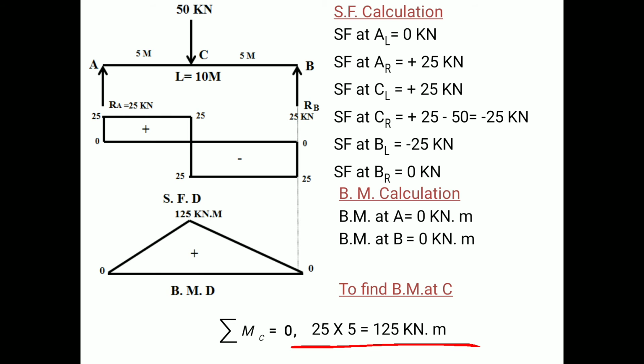Why is it 25 into 5? Because the reaction at A is 25 kilonewton and we have to calculate bending moment about C. So this reaction will produce a clockwise couple, and all of you know that if we consider a section on the left hand side, then a clockwise moment is positive and anti-clockwise is negative. Therefore this 25 kilonewton is acting in this manner, so it is considered positive. So 25 into 5 gives the value of 125 kilonewton meter.